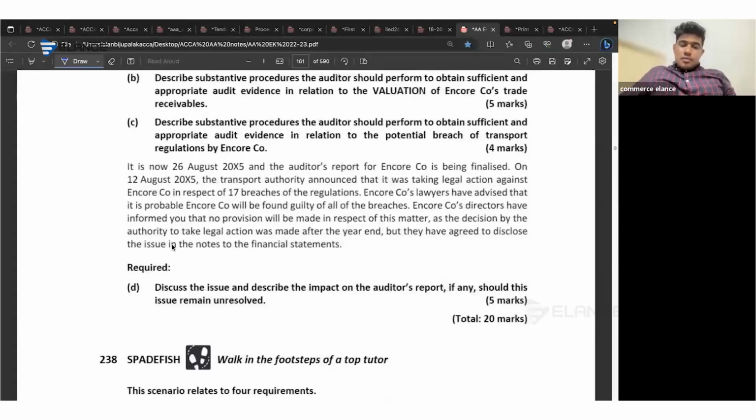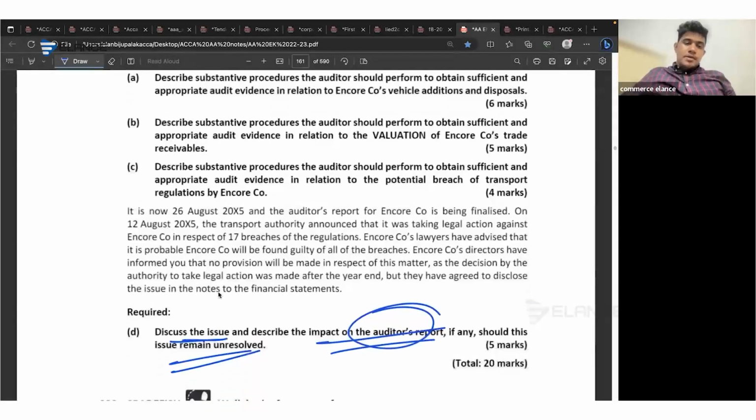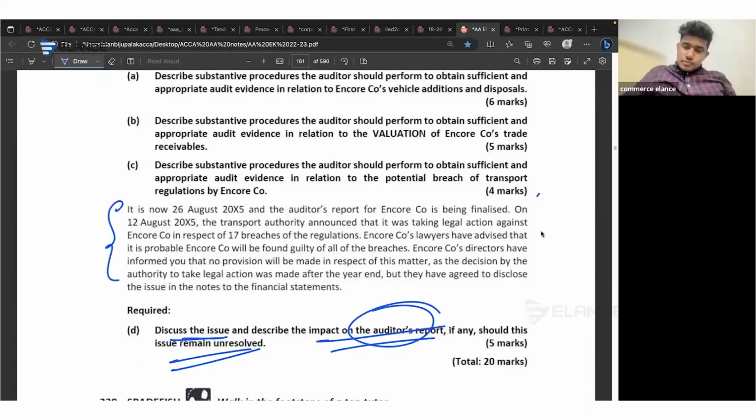So now we have got a question. They have asked us to discuss the issue and describe the impact on the auditor's report, if any, if this issue remains unresolved. They are asking what the issue is and what the impact over the auditor's report will be, if the issue is unresolved. So now let's read the issue.